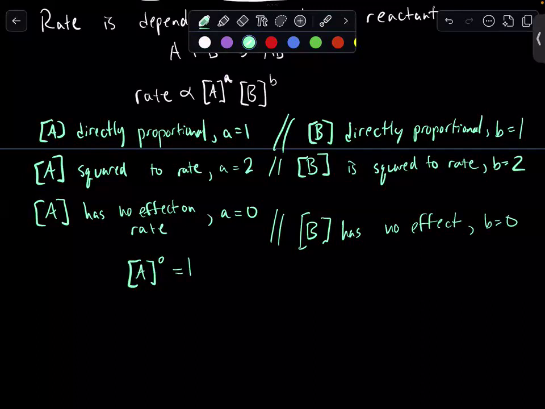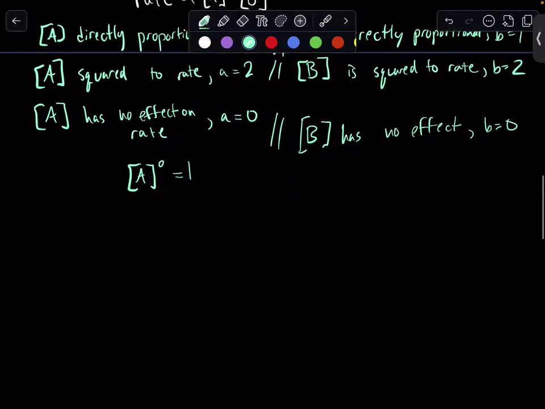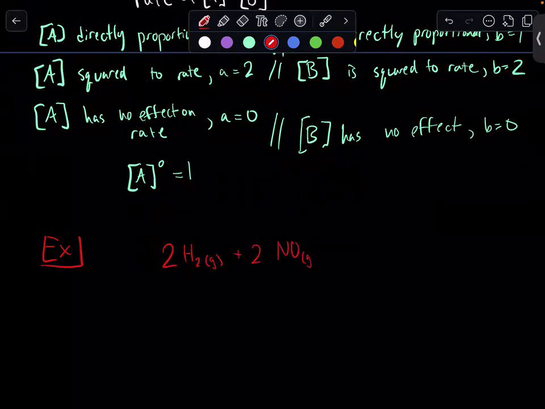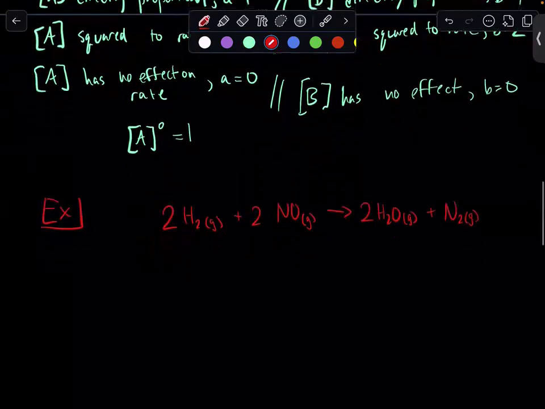So we can use this to now determine a rate equation, which is the point of this section. You need to be able to determine a rate equation. So let's go ahead and look at an example. Let's say 2 hydrogen gas plus 2 nitrogen monoxide gas reacts to form 2 water vapor plus nitrogen gas. And in this reaction, we are given that if concentration of H doubles, then rate doubles.